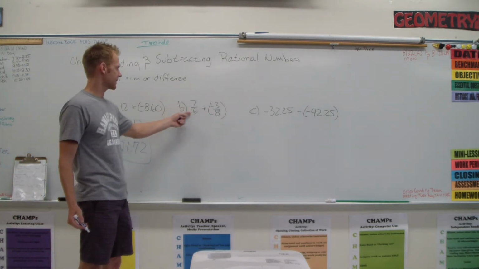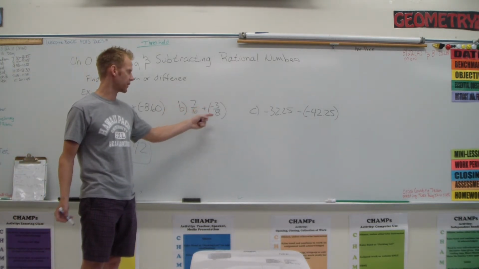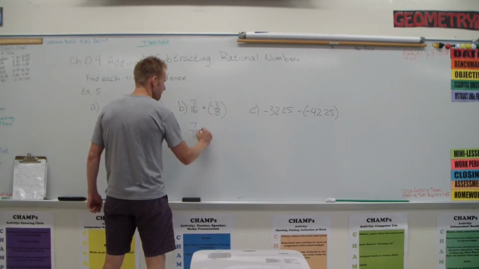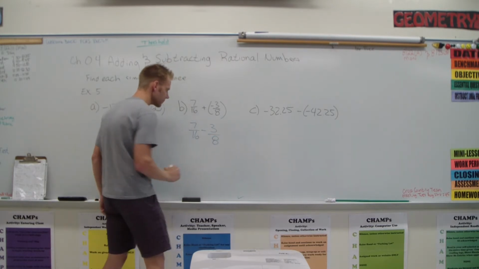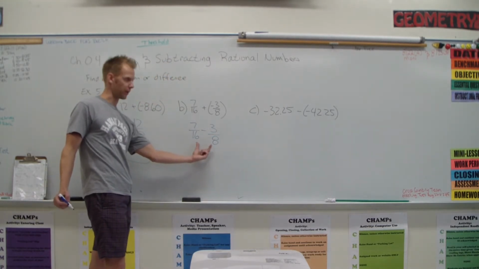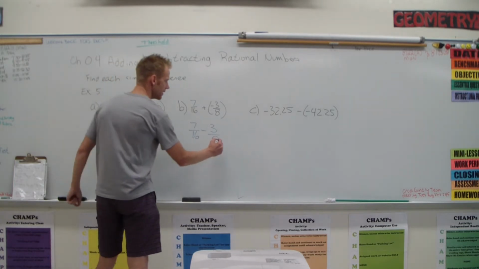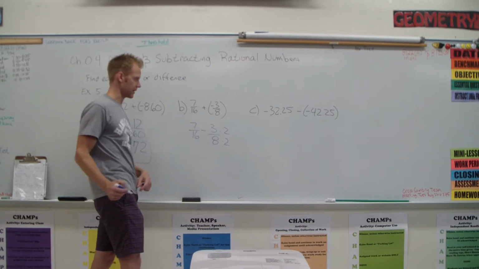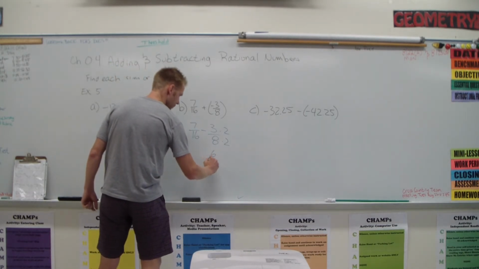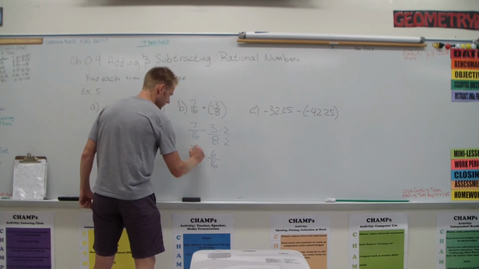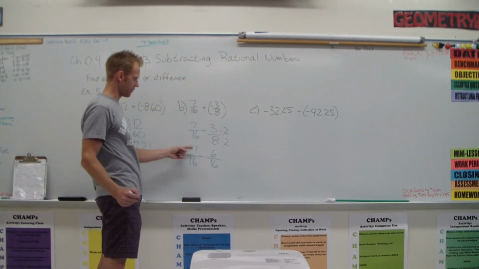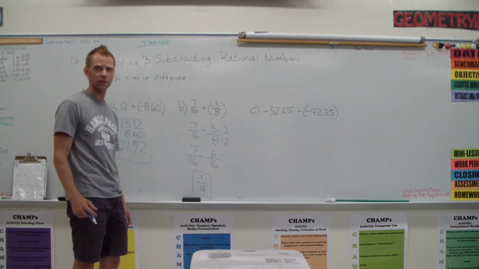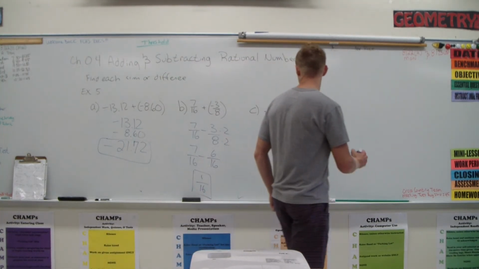Here I have 7/16 plus negative 3/8. We're going to change this problem up, and we're going to say we have 7/16 minus 3/8. Do I have a common denominator? No, but we do know that 8 goes into 16 2 times. If we multiply the denominator by 2, we multiply the numerator by 2. 3 times 2 is 6. 8 times 2 is, you got it, 16. Nice easy problem. 7 minus 6 is 1, all over 16. 1/16 is our solution.